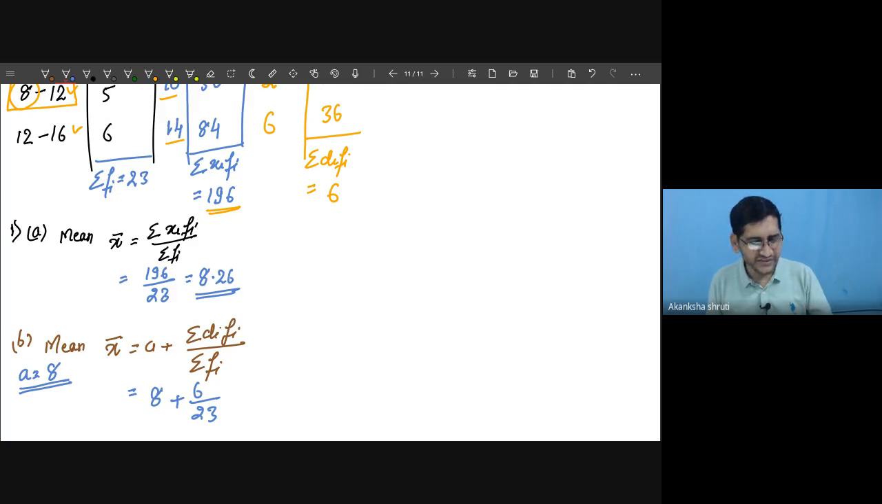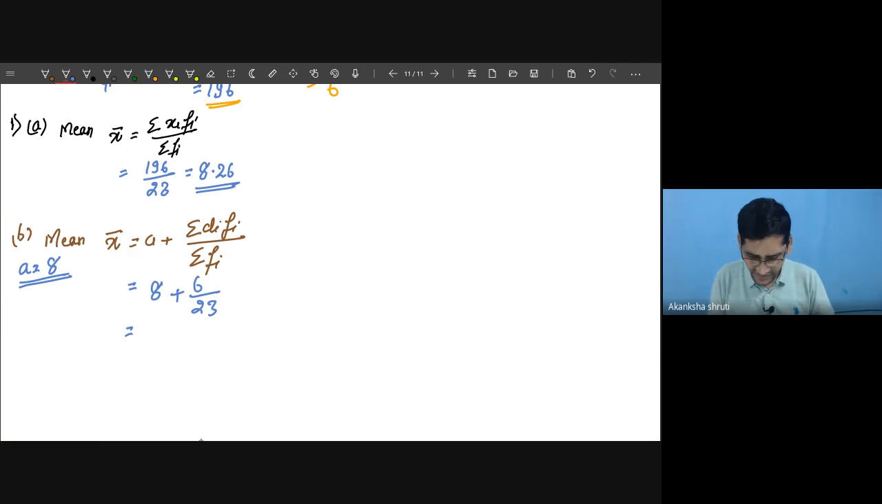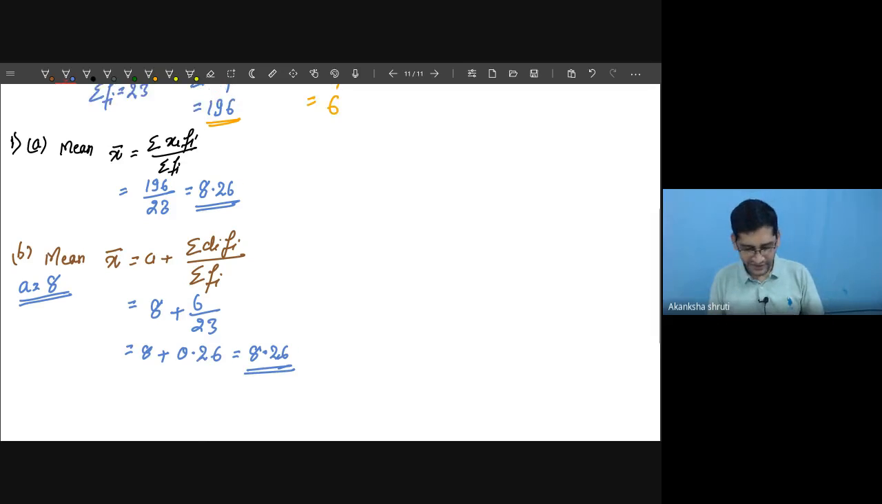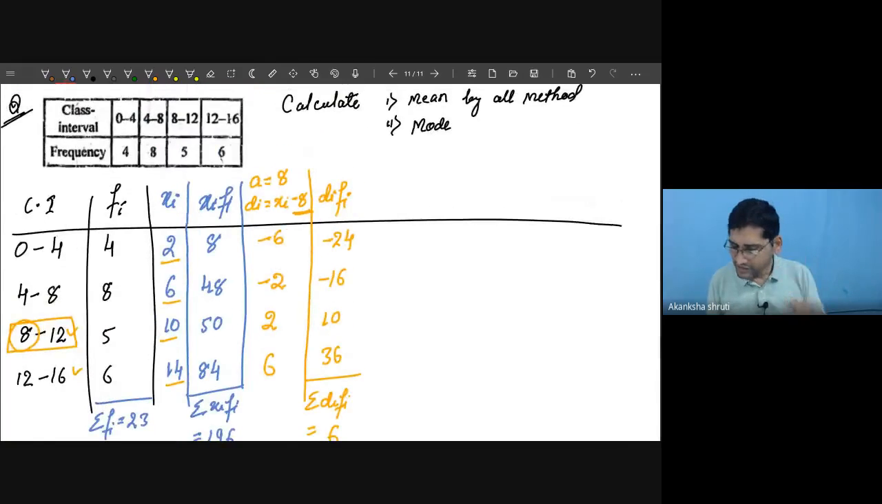You will get 8 plus, go for dividing 6 divided by 23, which is again 0.26. Good. So finally you are going to get the same answer, 8.26. Are we getting it? So that's all. Now let's move ahead. Since I am explaining, it is taking a bit of time, otherwise you can do it very fast.